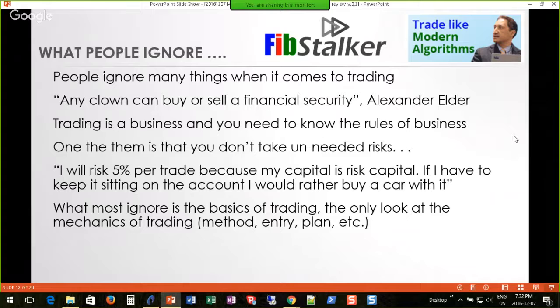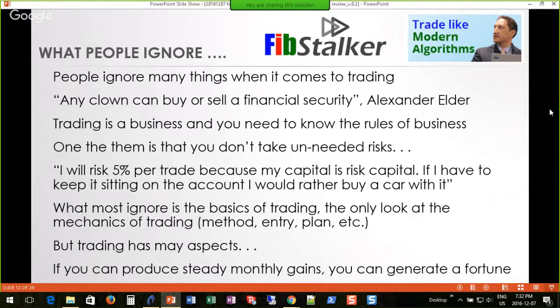Now the point is, what they ignore is that it's really the basics of trading. They only look at the mechanics of trading, the method, the entry, the plan. The reality is that you can reach objectives in trading in different ways, and trading has many aspects that you have to master. If you can produce steady monthly gains, you can generate a fortune, and that's the key here. And the way you do that is through techniques of money management. That's how you do that.